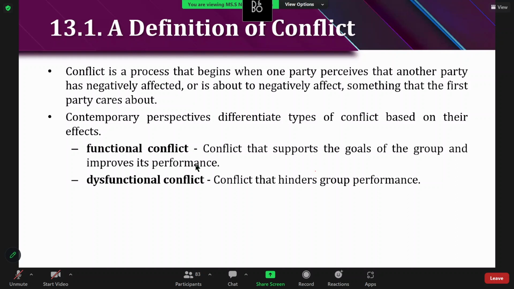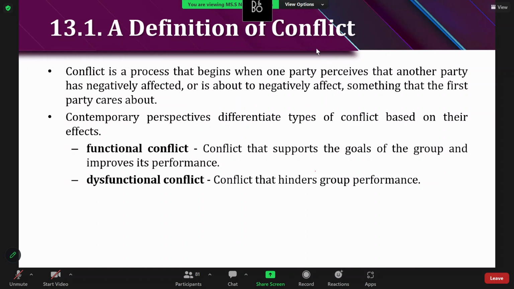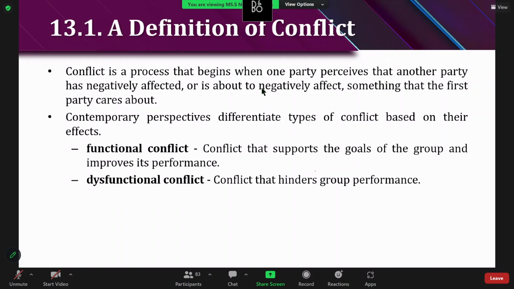So for example, you and your friend are there, and if you perceive that your friend has done something which is negatively affecting something that you wish to have, maybe negatively affecting your outcome, then you will feel a disagreement, or you will feel like a conflict with your friend. So that is what conflict is.